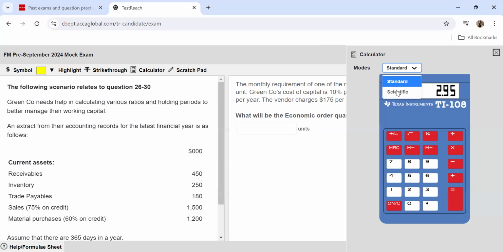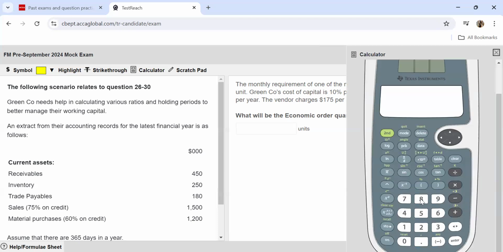Let's check if scientific calculator is working now. All right, it seems to be working.